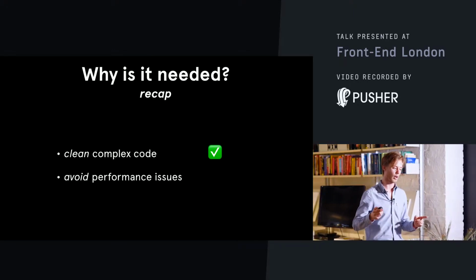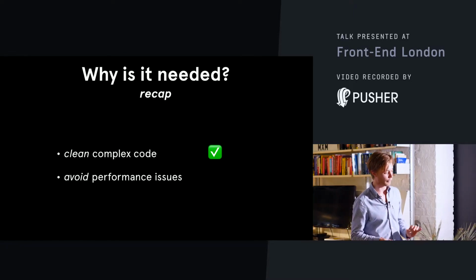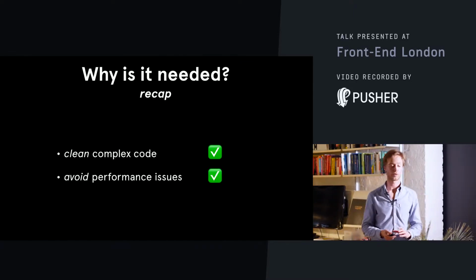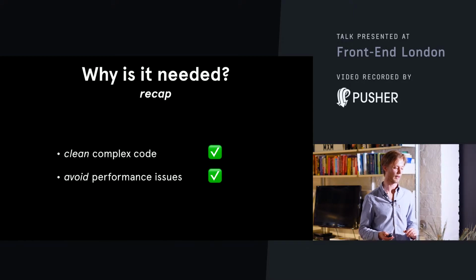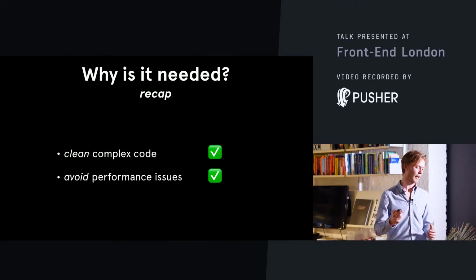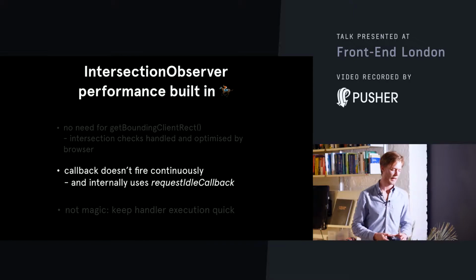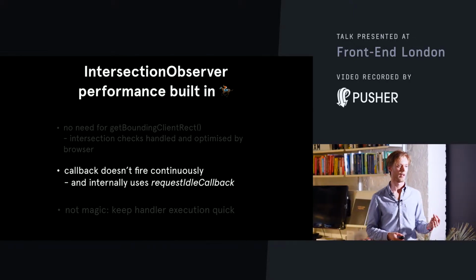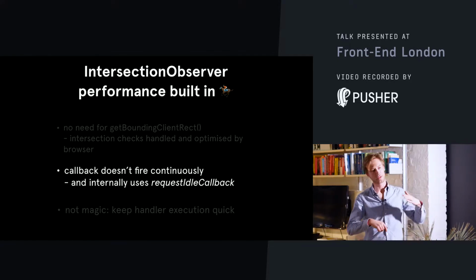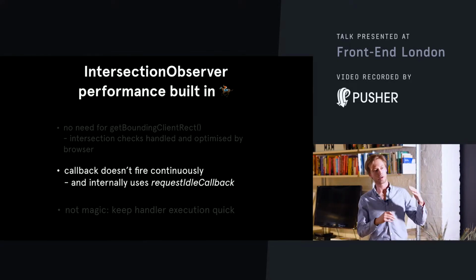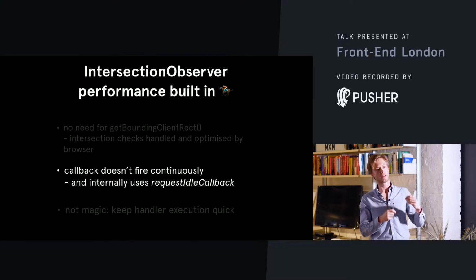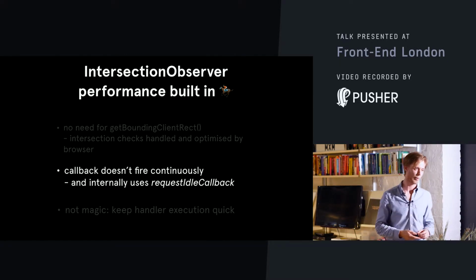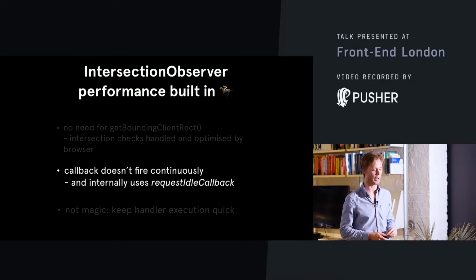So by itself it avoids the type of performance issues we would get when we write this kind of code on our own. But it's worth noting here that I said the callback doesn't fire continuously, it doesn't fire exactly when the intersection happened. It fires after the intersection has happened, when the browser has some time. But this has some implications for how we can use an API like this.